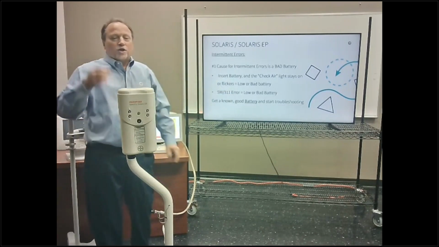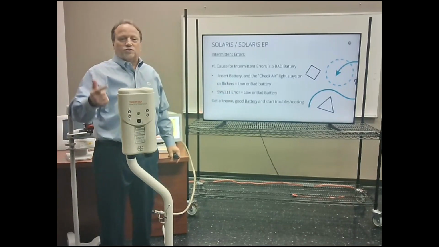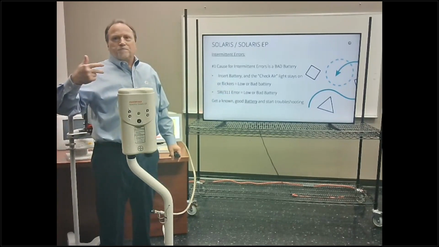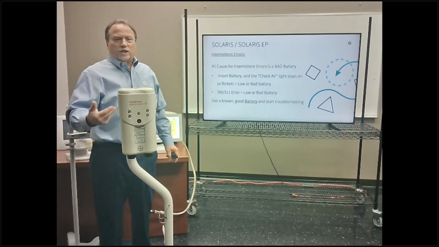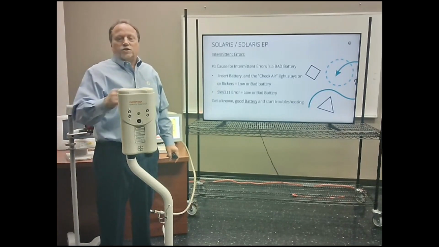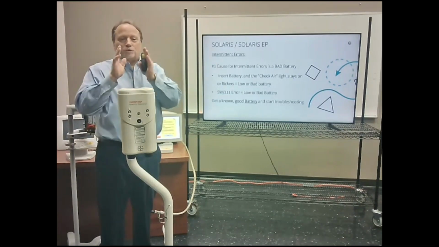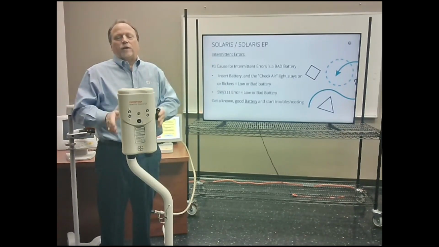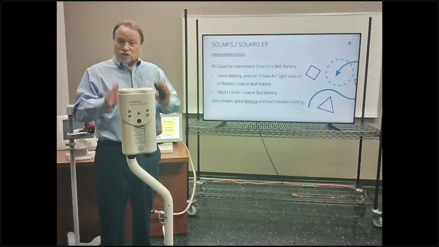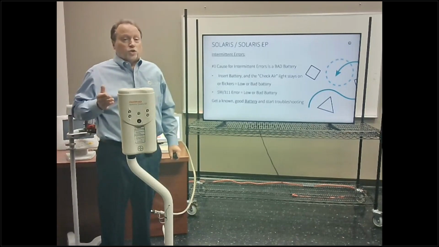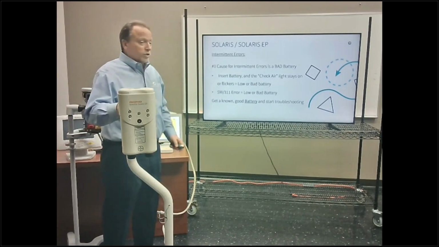Keep that in mind. 311s, communications dropping in and out. When you go to arm it or during an injection, it drops out and it shows a power issue. It's your battery. Get a good known battery. If it's not the battery, you know you're starting with good equipment to troubleshoot your injector.